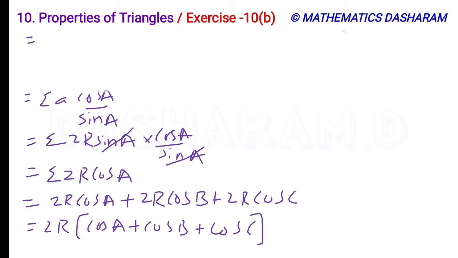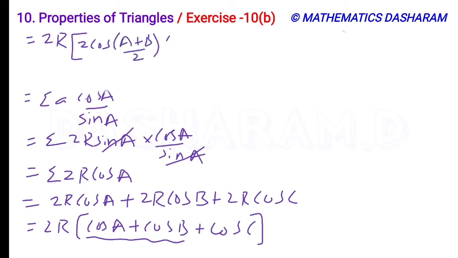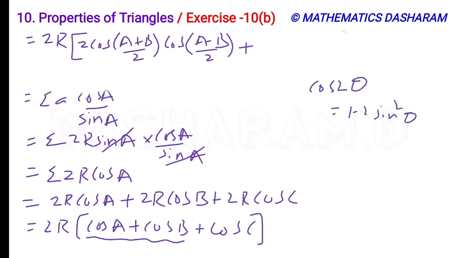So it is equal to 2R. Here, for the first two terms, apply the cos C plus cos D formula. So that is 2 cos (C plus D) by 2, that means (A plus B) divided by 2, into cos (C minus D) by 2, (A minus B) divided by 2, plus... Actually cos 2 theta equals 1 minus 2 sin square theta, so cos theta equals 1 minus 2 sin square (theta by 2). So then here, 1 minus 2 sin square (C by 2).